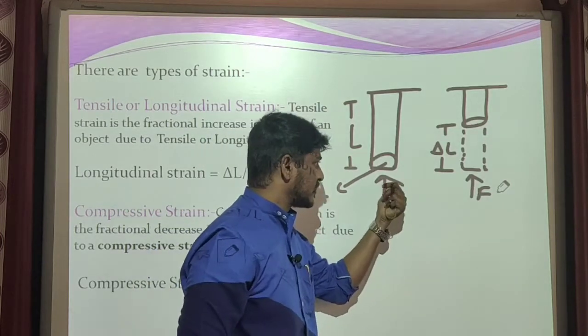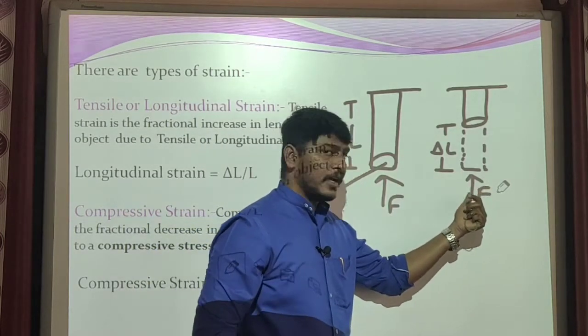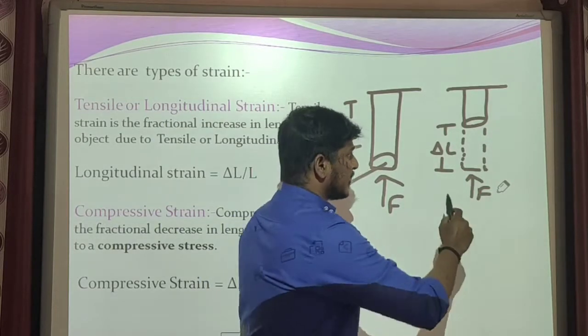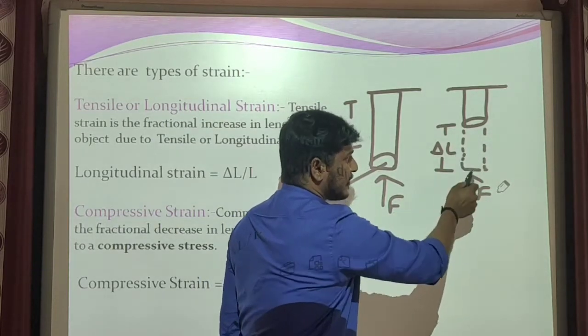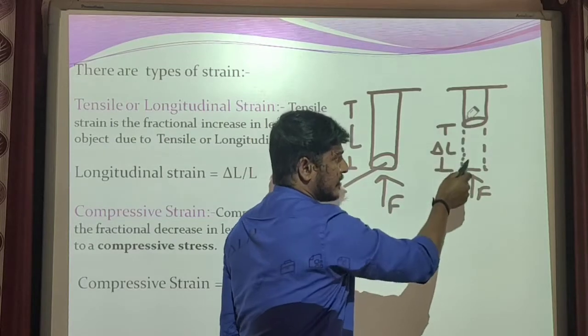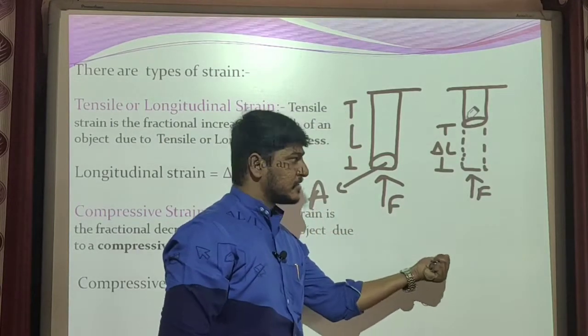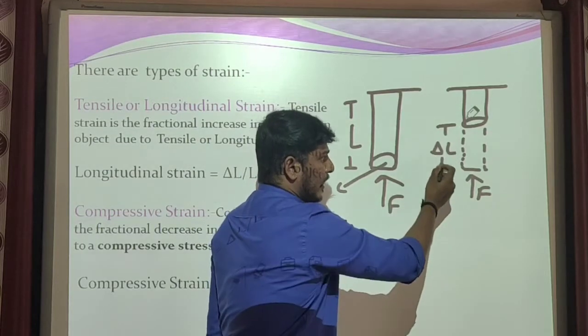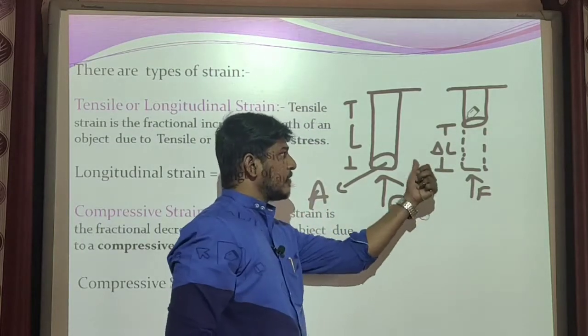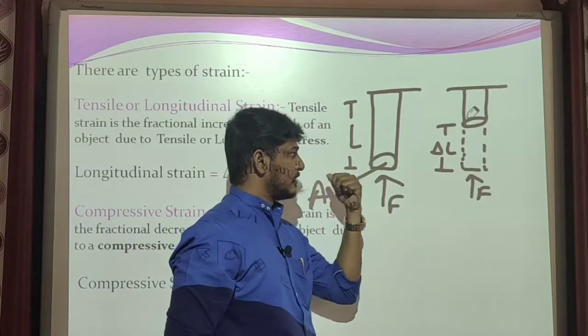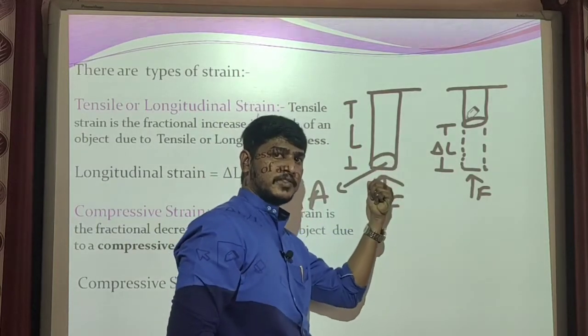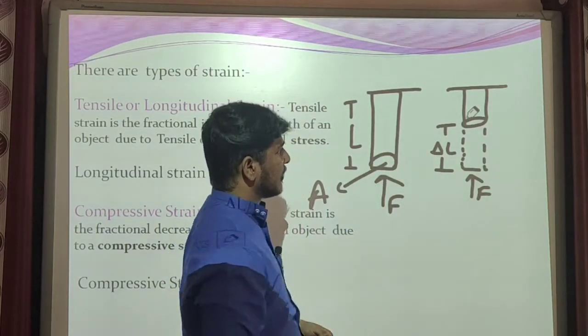After applying this normal force, this body undergoes deformation, and here we can see that there is a decrease in its length. In this case, we define compressive strain as the change in length to the original length. This ratio gives us compressive strain.